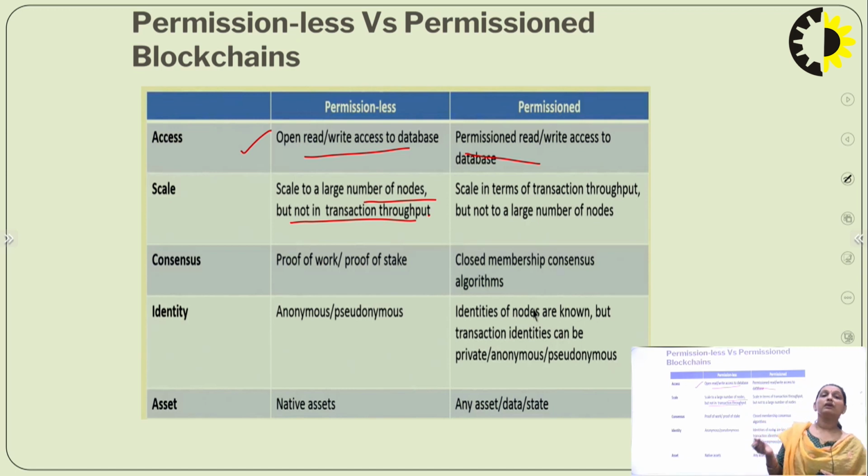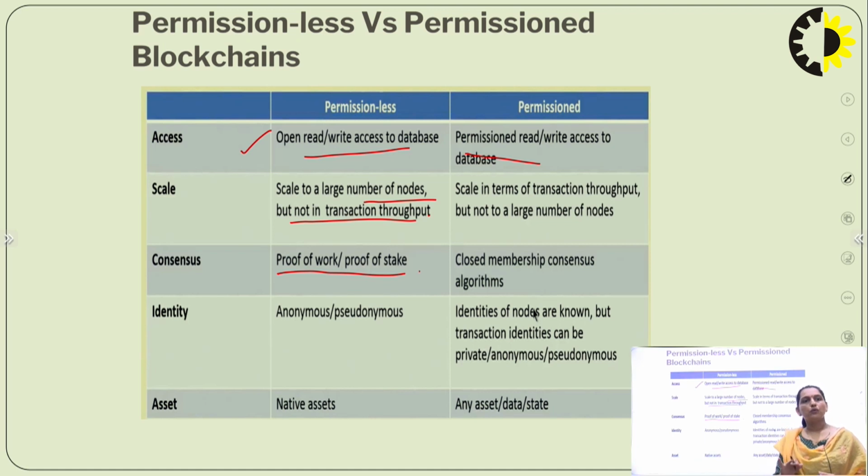But when we are using a permissioned network, we have a smaller number of nodes, because all nodes have to be authenticated and permissioned, so scale in terms of transaction throughput will increase. Consensus: we have proof of work and proof of stake. We have to authenticate and verify, making sure the document is secure.